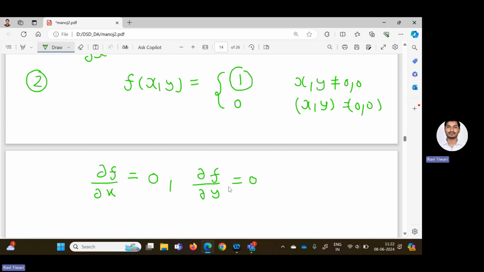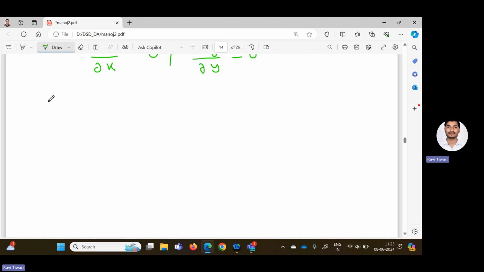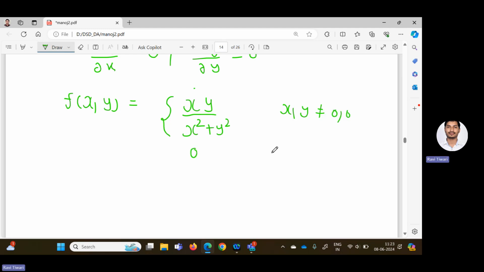Continuity does not imply partial derivative, and even for a discontinuous function, maybe the partial derivatives will exist. So we cannot say that if a function is continuous then the partial derivative will exist or not exist. Same thing, if a function's partial derivative exists, then what can we say about continuity? Let me give another example. If you have this function f(x, y) equal to xy divided by x squared plus y squared when (x, y) is not equal to (0, 0), and 0 if (x, y) is (0, 0). This example I already explained, but one more time.